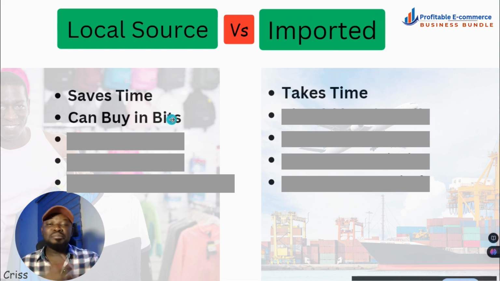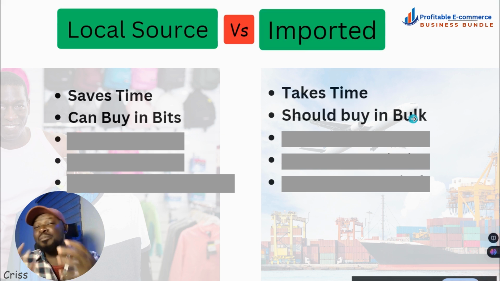Then you can buy in bits. Since the person has it here, you can easily just order for one, you can order for two, you can order for 5 pieces. If you finish selling, you order for another one, since it is sourced locally. But when you're importing, you have to buy in bulk because you are waiting for a number of days. It's not coming in tomorrow or next. You need to wait for at least 14 days, 7 days, 21 days, depending on the type of goods.